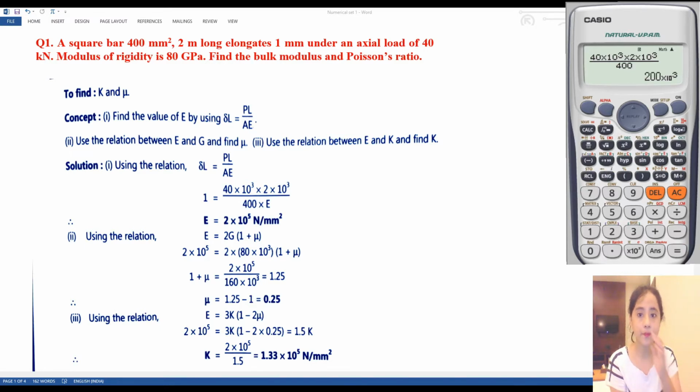So you're getting 200 into 10 raised to power 3. So this is the value of E. Now by using the relationship between modulus of rigidity and Young's modulus, the relationship between the two of them is given by E equals 2G(1 plus mu). We know the value of E, we know the value of G, and from this relation we can find the value of mu, which is Poisson's ratio.